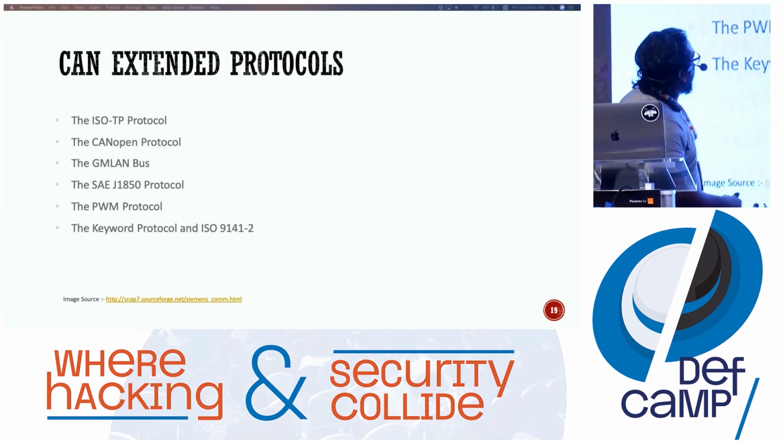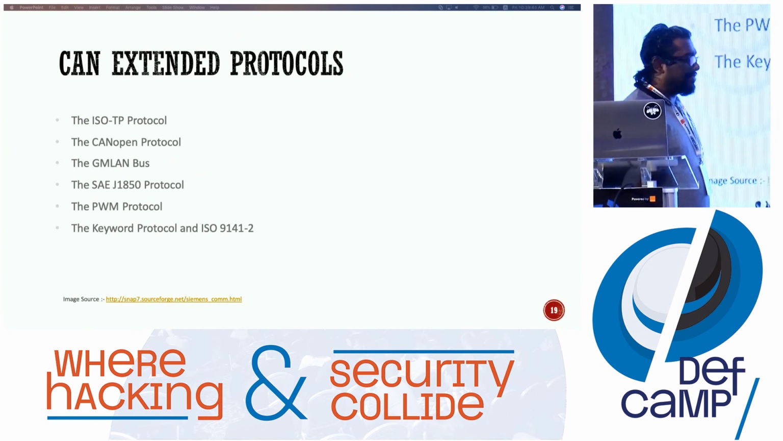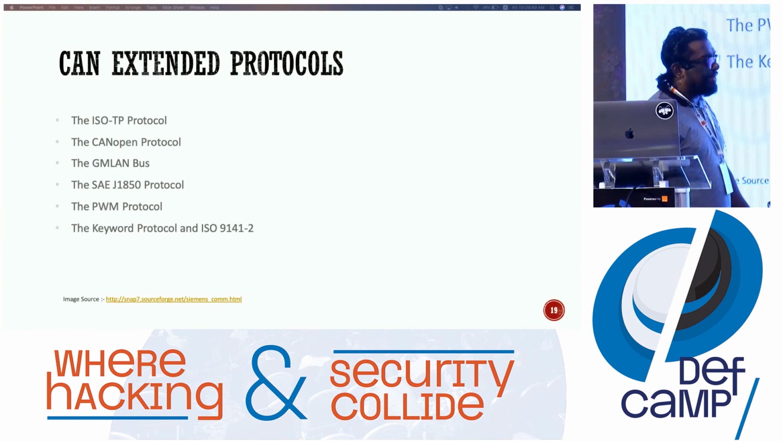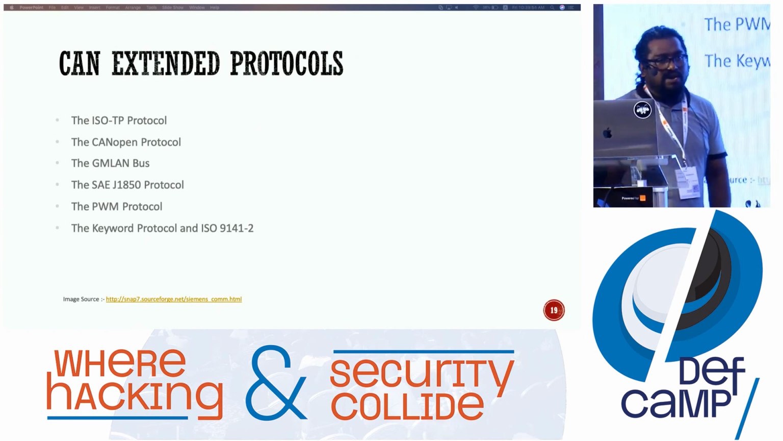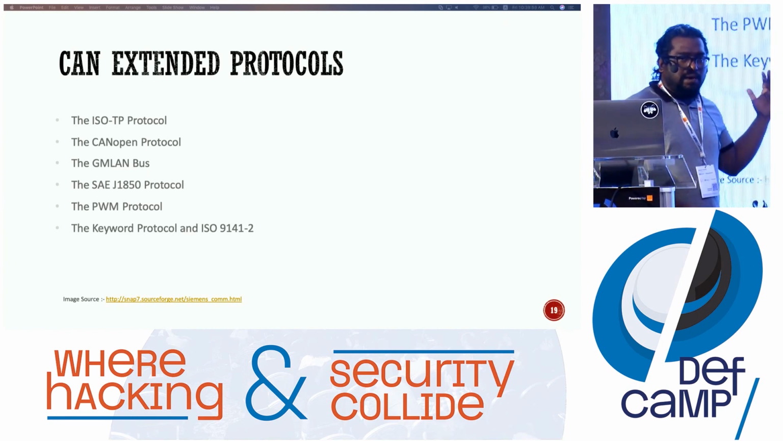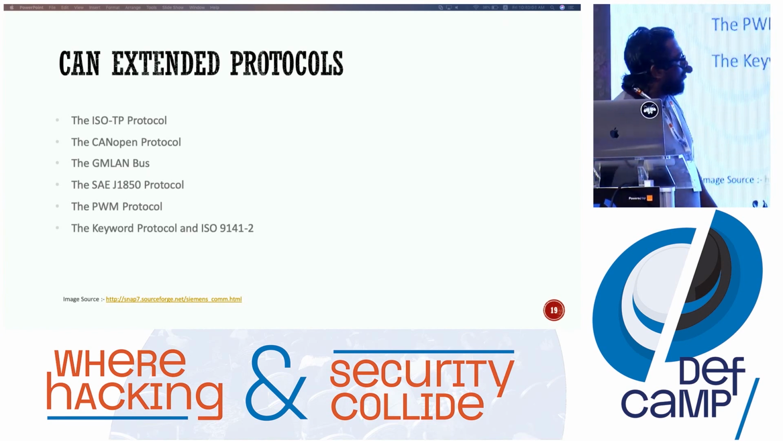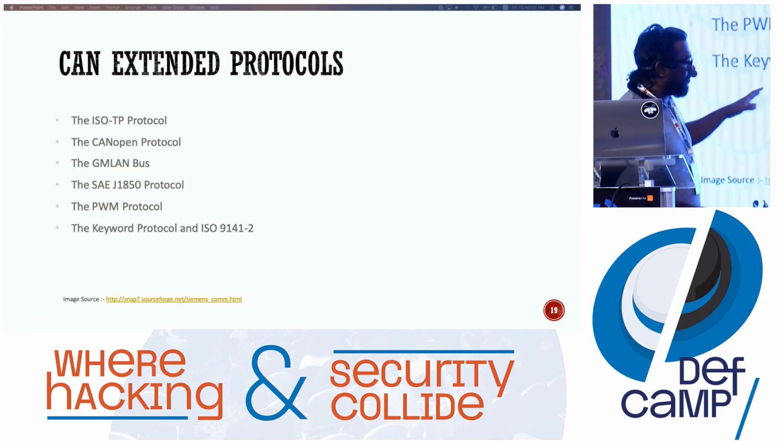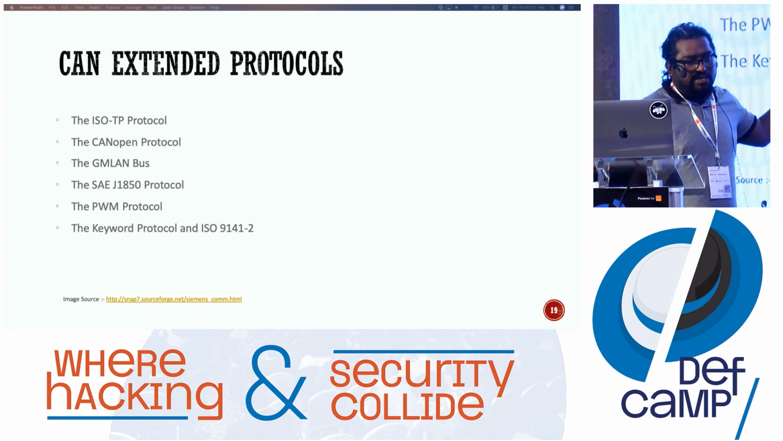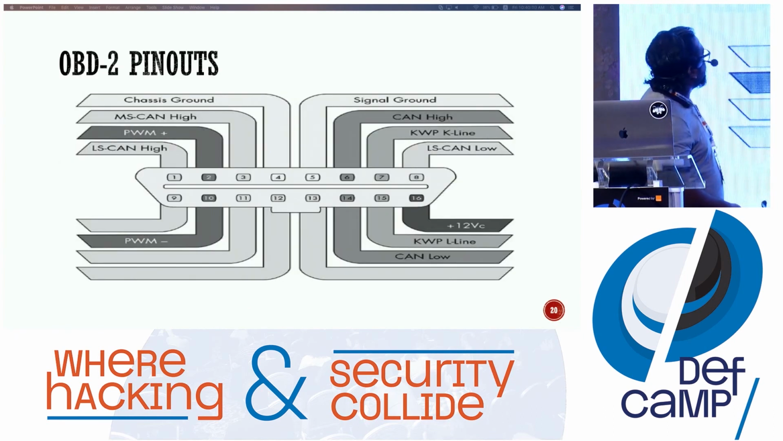So what are the extended protocols for the CAN bus? These are protocols like ISO-TP, CANopen, GM-LAN, SAE J1850, PWM. These are the different kinds of protocols which are based on the CAN bus and which can be extended. If I talk about GM-LAN, it's General Motors LAN, so it's an Ethernet-based protocol as well.